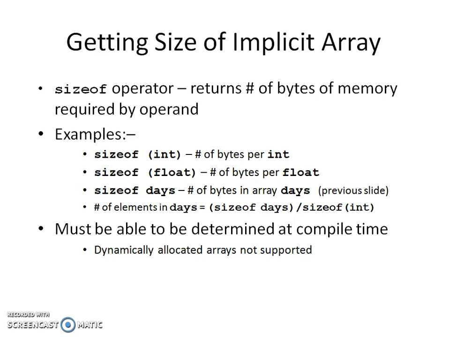And the number of elements in days is determined by sizeof days divided by sizeof integer, because we are storing integer values inside the array. The size must be able to be determined at compile time. Dynamically allocated arrays are not supported.